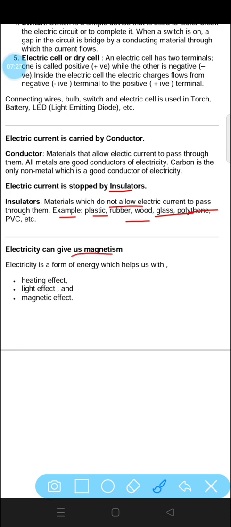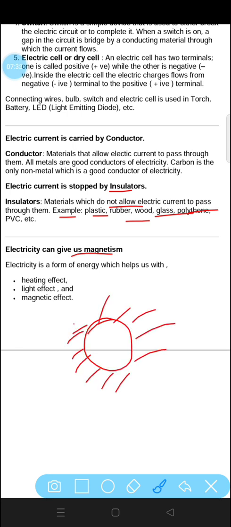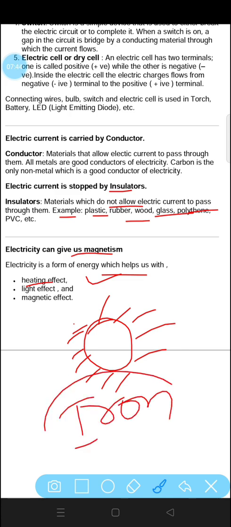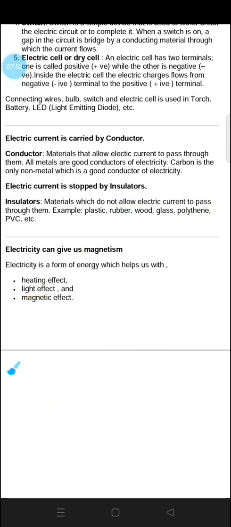Electricity can give us magnetism. When there is some electricity around an object, some magnetism is formed. Electricity is a form of energy which helps us with the heating effect. For the heating effect, we use an iron to iron our clothes. Light effect, you can see in the bulb in your house. And the magnetic effect can also be seen.